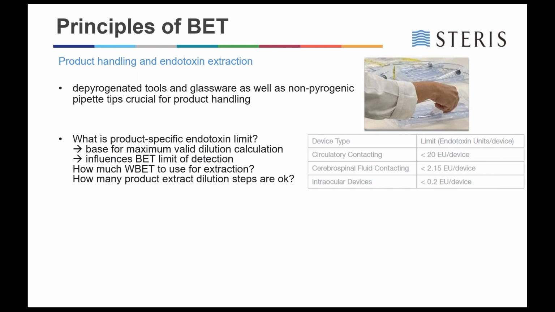For devices that contact the circulatory system, less than 20 EUs per device is typically used. For cerebral spinal fluids or devices contacting that portion of the body, a much lower limit of less than 2.15 EUs per device. And when you're looking at intraocular devices or kits, your requirements are even less, at less than 0.2 EUs.